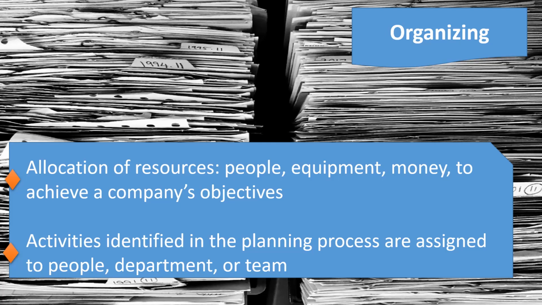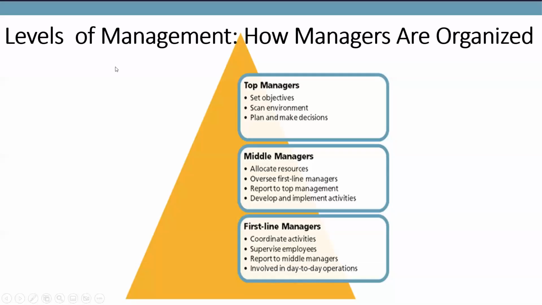All right. So a lot of times when you look at the activities in the planning process as they're assigned to the people in the department, the goal here is that you want to have levels of management, with the managers organized in different levels. As you move up the pyramid, management positions get more demanding, but they carry more authority and responsibility. So when you look at the three levels of management, you have the top managers, the middle managers, and then the first line managers.